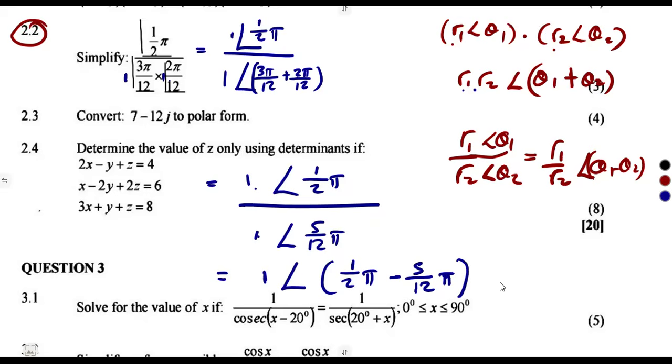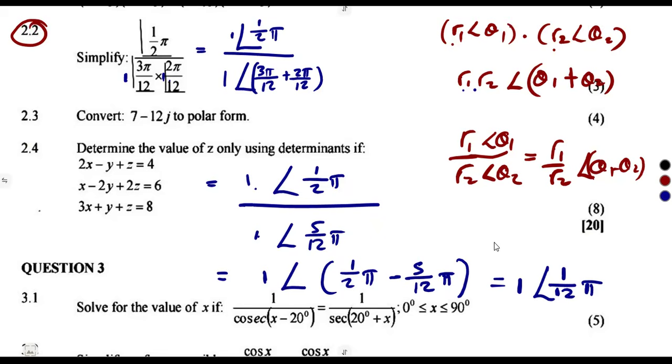So on your calculator, guys, do not even waste your time. Just simplify this: 1 over 2 minus 5 over 12. So it is going to give us what? 1 over 12. So that's 1 over 12 pi. Just like that. So this is what you're going to have with that angle. Do not leave the angle. This is the indication that you have gotten.